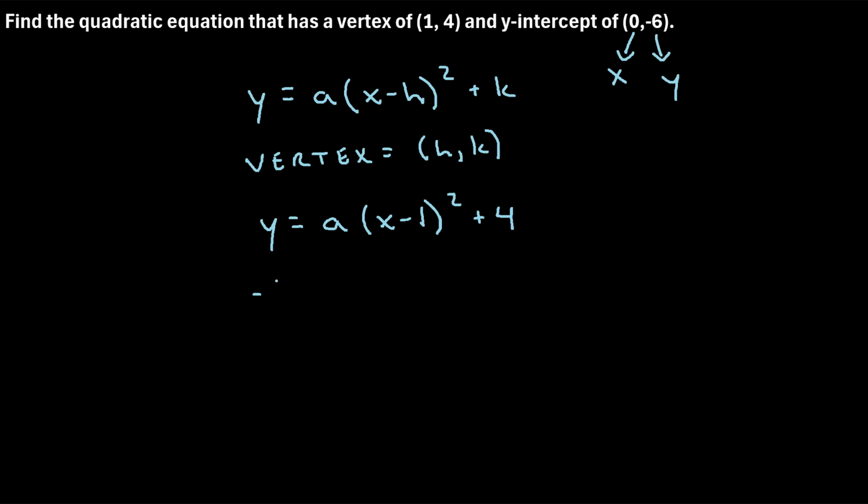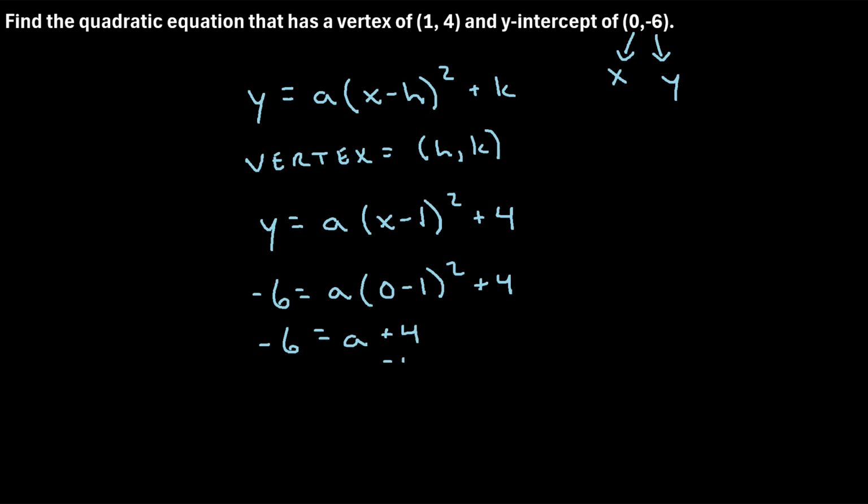So we'll say -6 is equal to a times, we're plugging in a 0 for x, so (0 minus 1) squared plus 4. So we get -6 is equal to a, 0 minus 1, that's -1. -1 squared is just a +1. So a times 1, that's just a. So we have a plus 4.